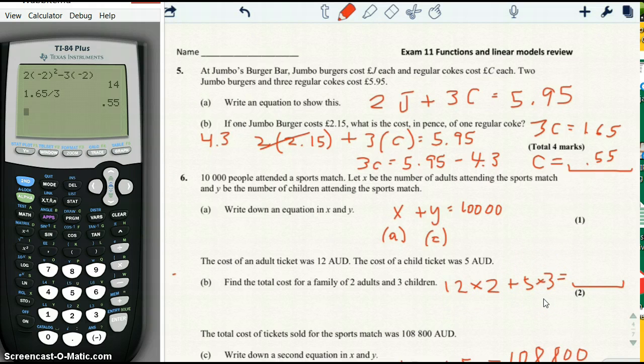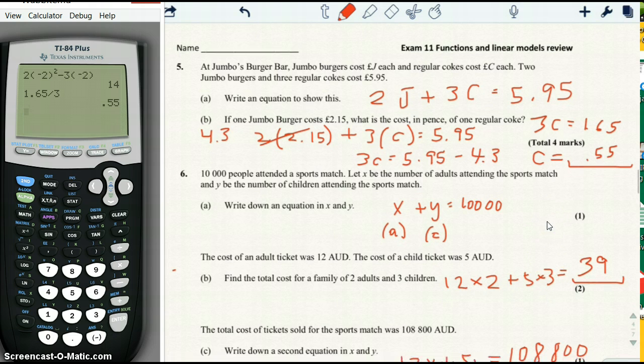24 plus 15 would be 39, I think. You could do that in your calculator, but okay.